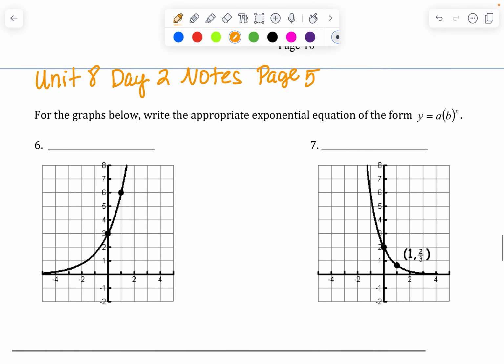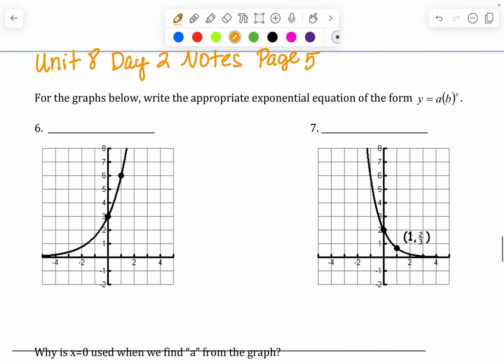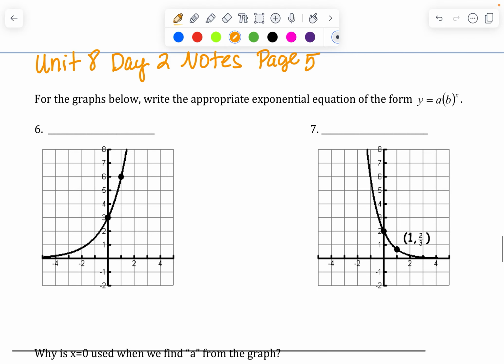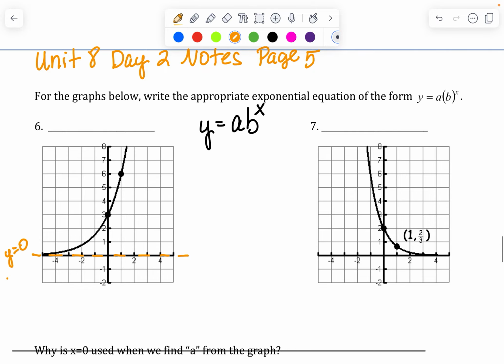A is the distance from the asymptote that I just drew to the y-intercept, okay? So this is my asymptote, you know that, it's in the orange, but here's the y-intercept. So how far, what is the distance from there to there?